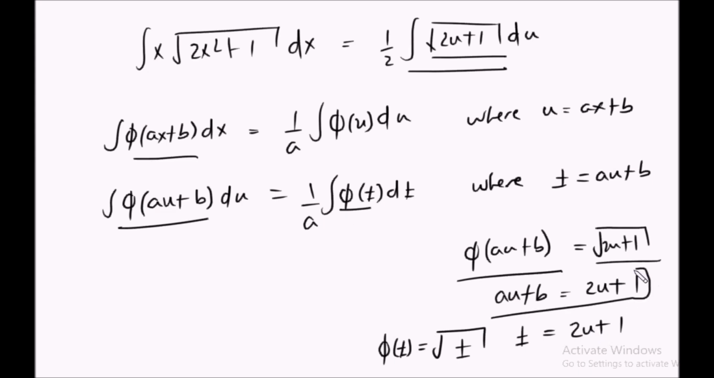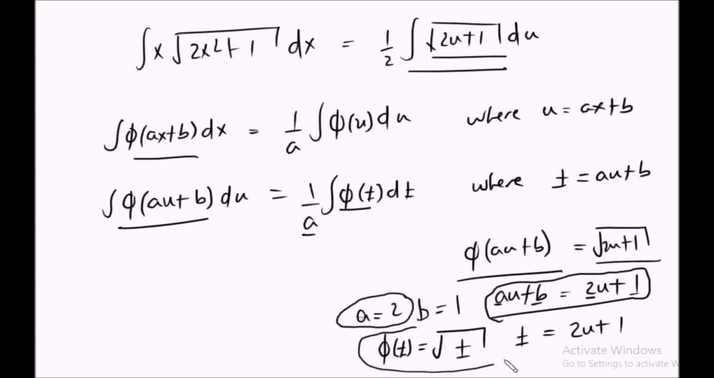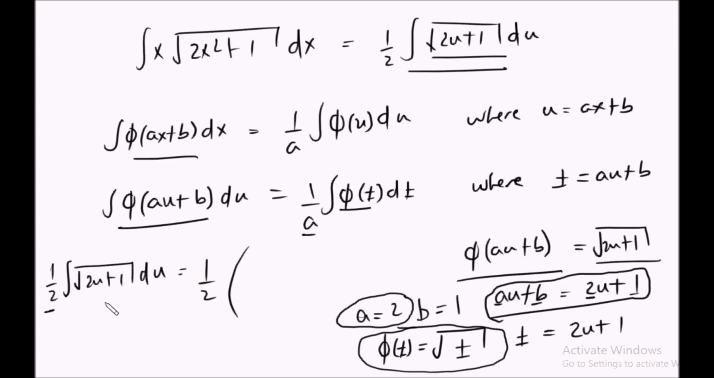So from here you can see that our a is 2, and our b is 1. So a is the coefficient of u and b is 1. Our a we will put here, and ψ(t), which is the square root of t, we put here. So I will have 1 over 2 times the integral of 2u plus 1 du. This 1 over 2, don't forget it, it remains outside. Now I integrate this: we said it is 1 over a, our a is 2, so it's another 1 over 2, the integral of the square root of t, which is ψ(t) dt.